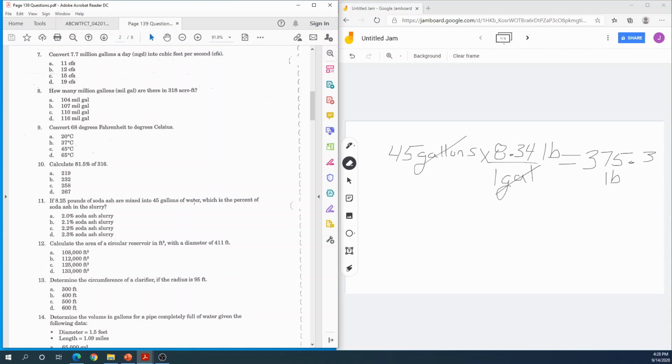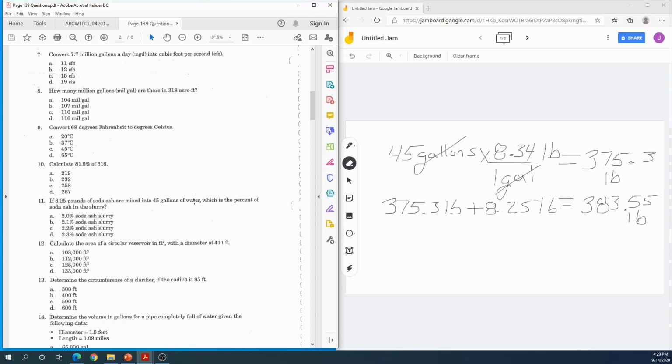So we know we have 375.3 pounds of water. And we know that there are 8.25 pounds of soda ash. So this is going to give us a total slurry of 383.55 pounds.